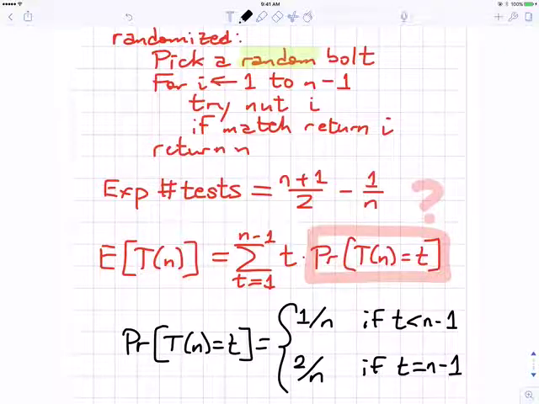Now, I can apply this randomized algorithm in a for loop, and I find one match, and then I run it again, and I find another match. And I'm still going to get something that runs in about n squared time.